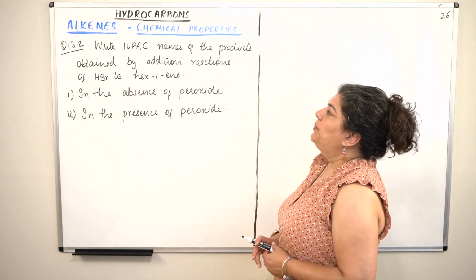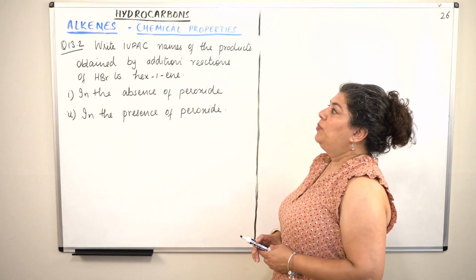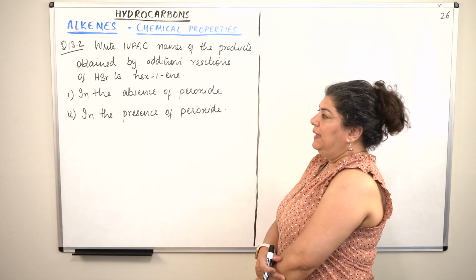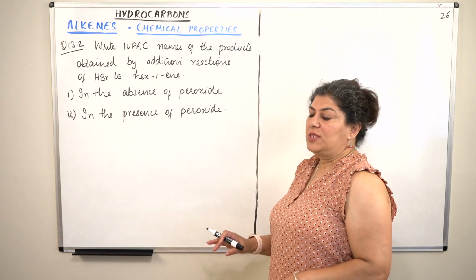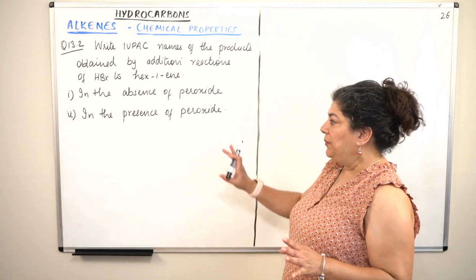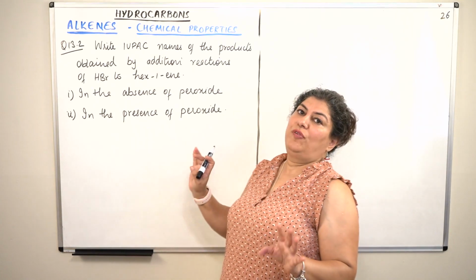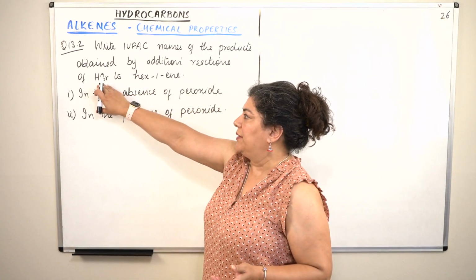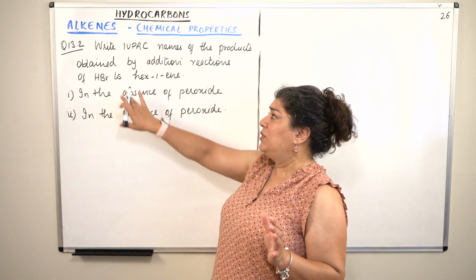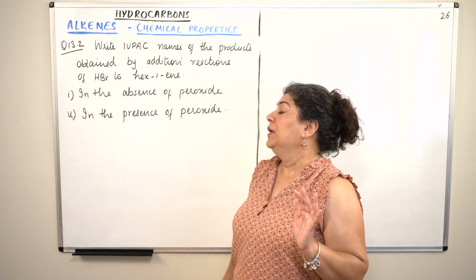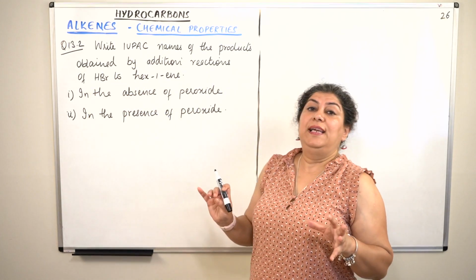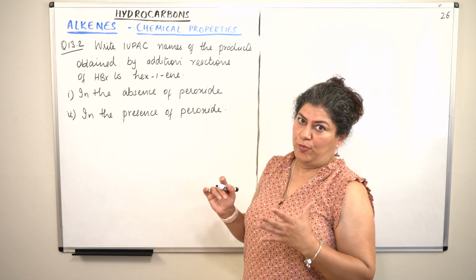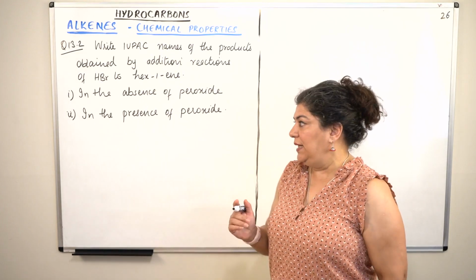You have to write the IUPAC names of the products obtained by addition reaction of HBr to hex-1-ene in the absence of peroxide and in the presence of peroxide. We know that peroxide effect only takes place in the case of HBr, that is, for the addition of hydrogen halide. For that, the alkene should be unsymmetrical. So let us first write the formula and see what hex-1-ene looks like.